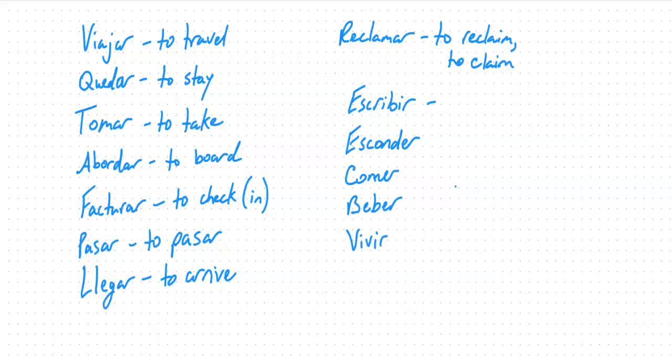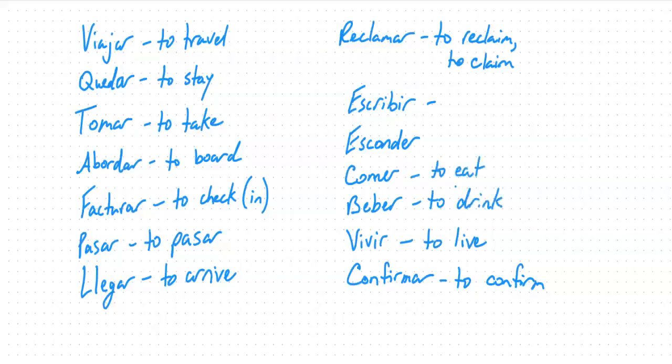Oh, and I just found one on the page that I ignored. Confirmar. That's an AR verb. Confirmar. To confirm. To confirm your flight, to confirm your reservation. Vivir means to live. Beber, if you don't know already, means to drink. Comer means to eat. Esconder means to hide. Escribir, I hope you already know, to write. And we have done a lot of other verbs as well.